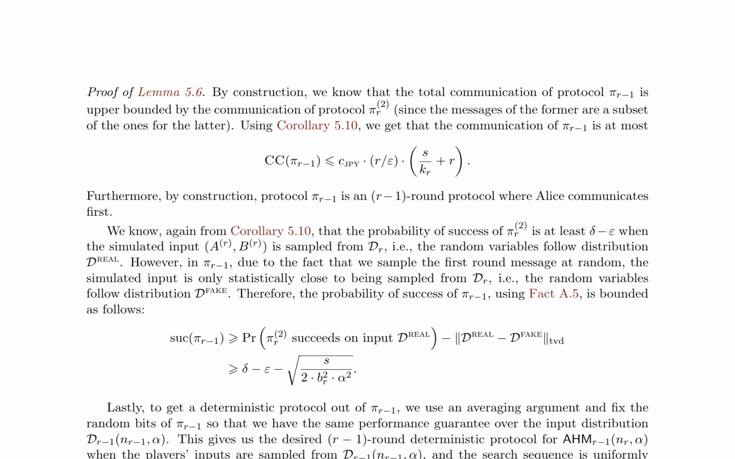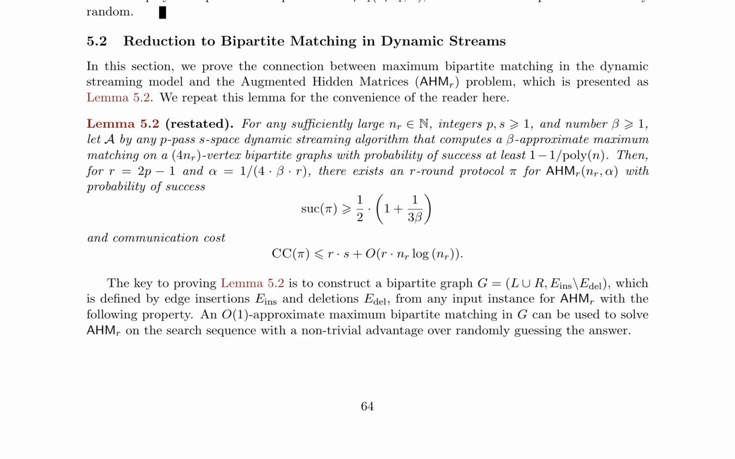The connection between maximum bipartite matching in the dynamic streaming model and the augmented hidden matching, AHM_R, problem is then established through lemma 5.2. To prove this lemma, a bipartite graph G = (L union R, E_ins, E_del) is constructed from any input instance for AHM_R, such that an O(1) approximate maximum bipartite matching in G can be used to solve AHM_R on the search sequence with a non-trivial advantage over random guessing.